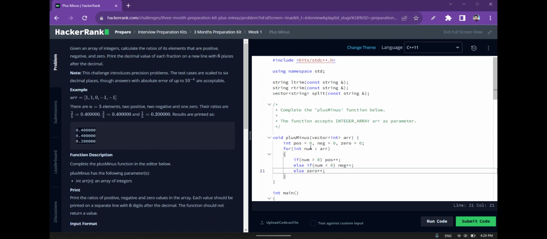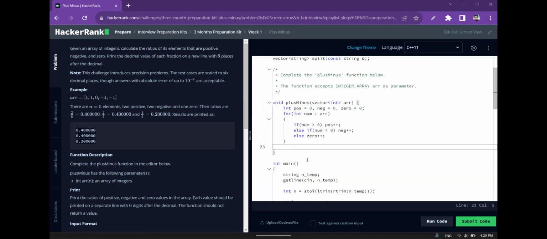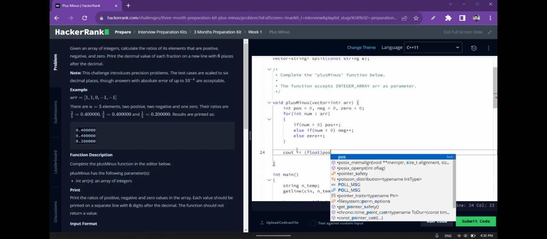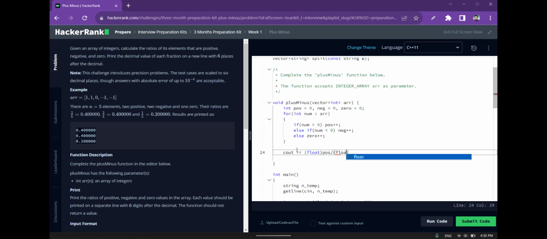So after we finish the iteration, we'll have the number of positive numbers, the number of negative numbers, and the number of zeros. Now we need to print the ratio of positive, negative and zeros. Here we need to keep in mind that we need to print them as floating point numbers, but the numbers we are given are all integers, so we need to use typecasting or conversion to convert the number to a floating point number. So we can use cout for that, and we need to use float of the number of positives, divided by float of the number length.